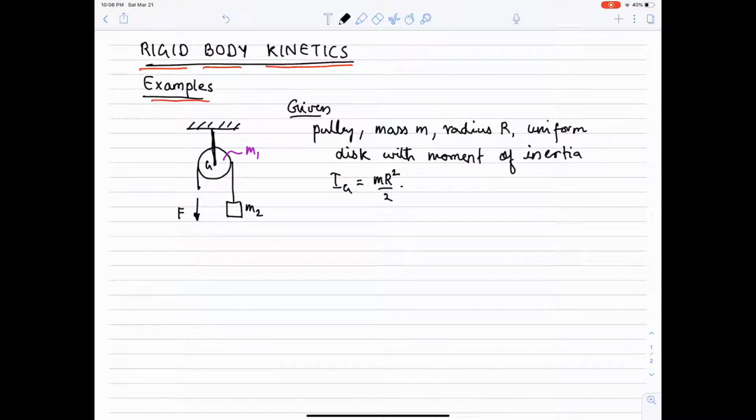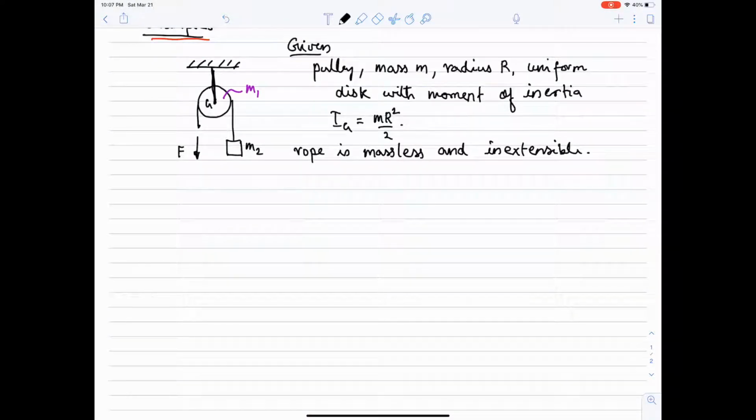And the rope is massless and inextensible. But the pulley, unlike our old problems, does have mass. It's a uniform disk, has mass, has moment of inertia, and so on. Okay, I said mass M1, radius R. Okay, so that's given.